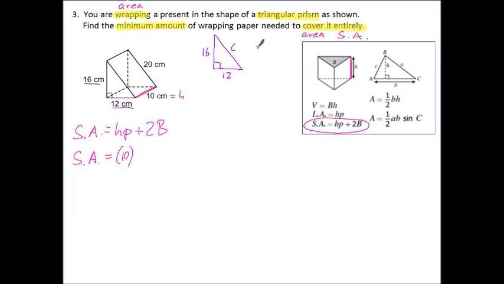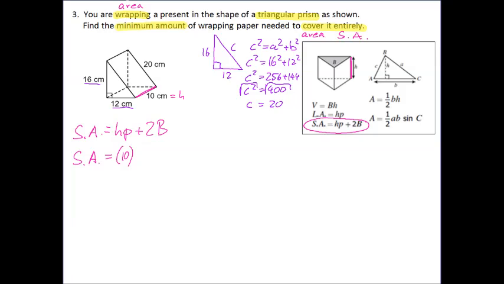I'll call it C, because the Pythagorean theorem will help us here yet again. C squared is equal to A squared plus B squared. C squared is equal to 16 squared plus 12 squared. That means C squared is equal to 256 plus 144, which is 400. And therefore the square root of 400 is 20. That means that C is equal to 20.